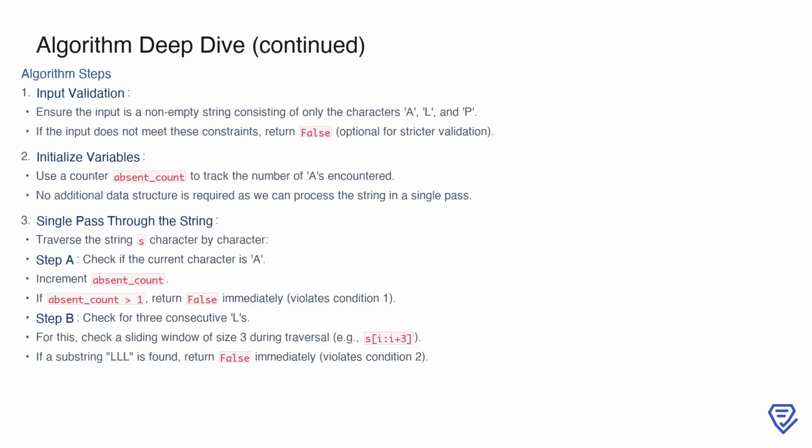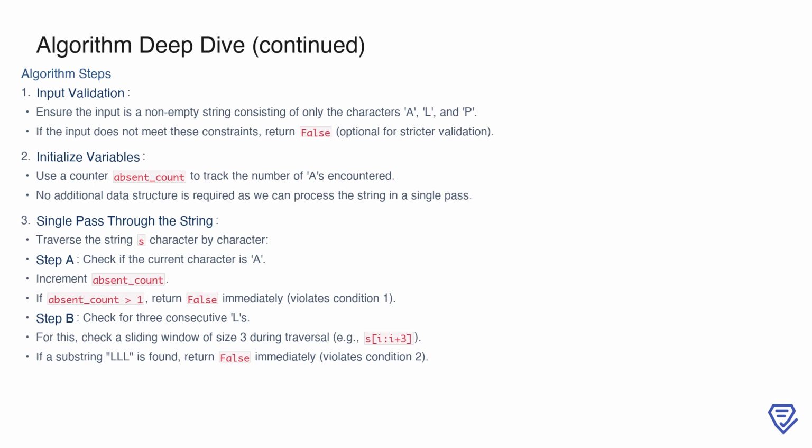To solve the problem, we start by validating the input. The input must be a non-empty string containing only the characters A, L, and P. If this constraint is not met, it's optional to return false for stricter validation. Once the input is confirmed valid, we initialize a variable called absent_count to keep track of how many times the student has been absent. This is all we need, as the solution doesn't require additional data structures.